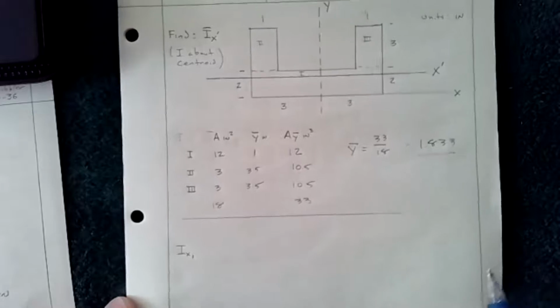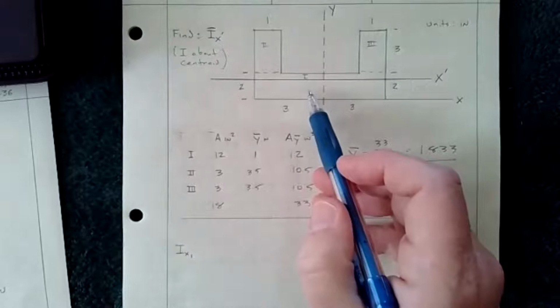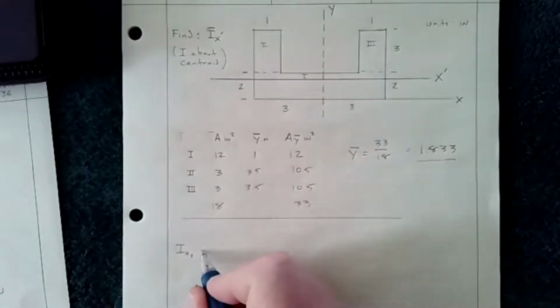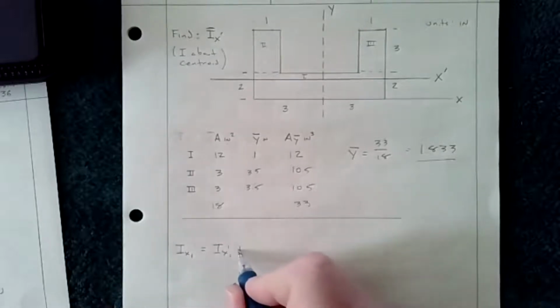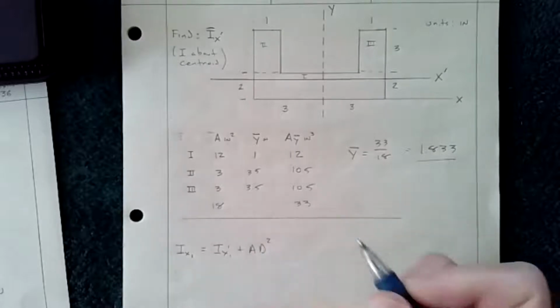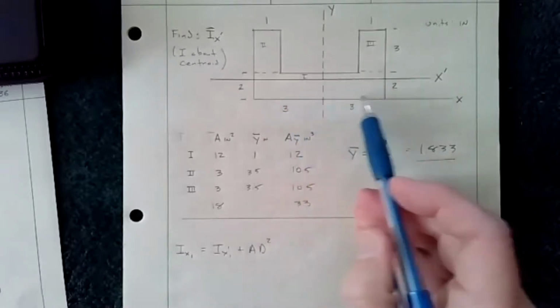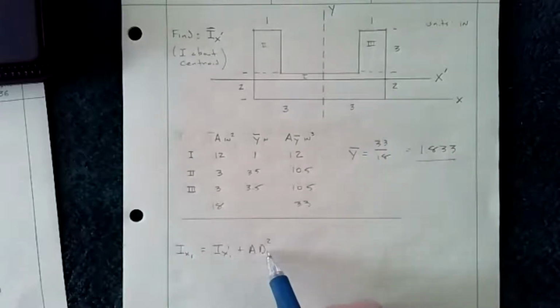First off, we split them up into different pieces. This is our first piece, piece 1 here. So our equation for this, Ix1, is going to be equal to Ix1 prime plus Ad squared. Remember, with the parallel axis theorem, we always have to take the moment of inertia about the centroid of that piece, which in this case is just this 2x6 rectangle, and then add the Ad squared to it.